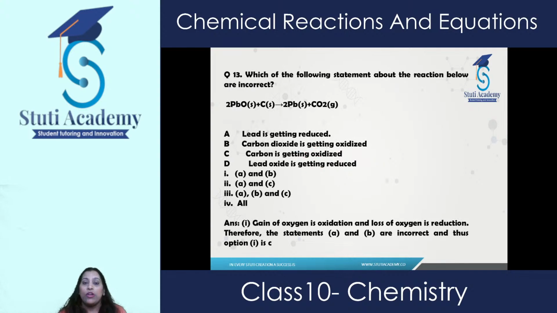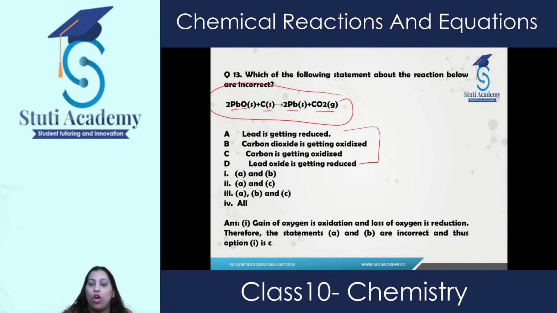Next is, which of the following statements about the reaction below are incorrect? One reaction is given in front of you. If you look at this reaction, Pb is lead. Lead oxide when it reacts with carbon results in the formation of lead and carbon dioxide gas. Now, just look at the reaction and options. Lead is getting reduced, carbon dioxide is getting oxidized, carbon is getting oxidized, or lead oxide is getting reduced.